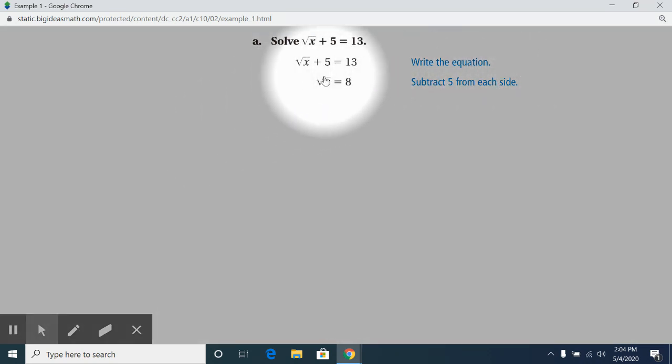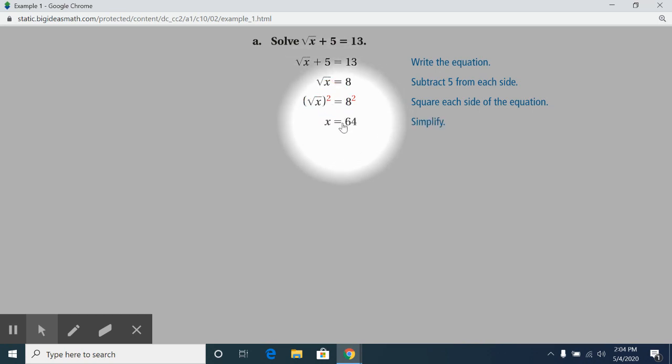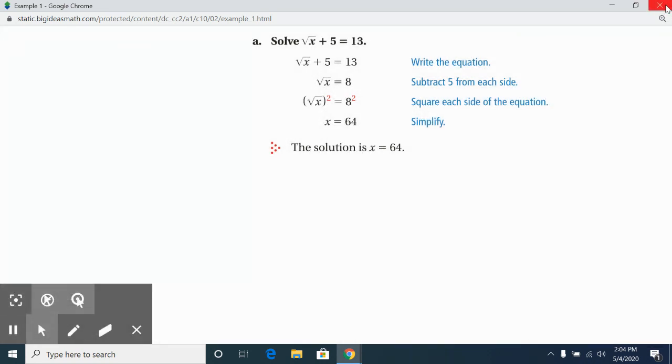They are subtracting 5 from each side to get the square root of x equals 8. Now we square each side of the equation to get rid of that square root symbol, to get our final answer of x equals 64. So that's our solution there. That's just like number 6 that you're going to see on your test. Number 7.